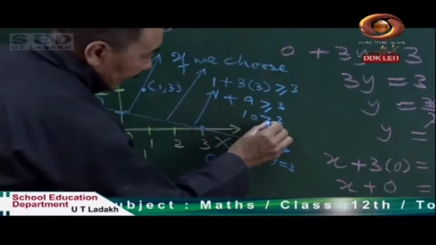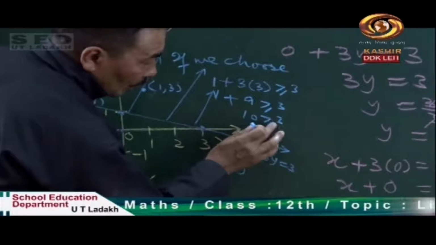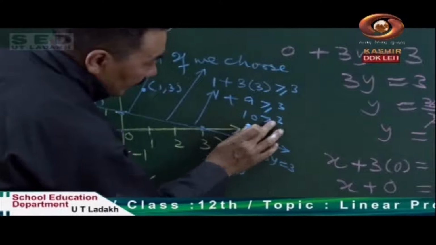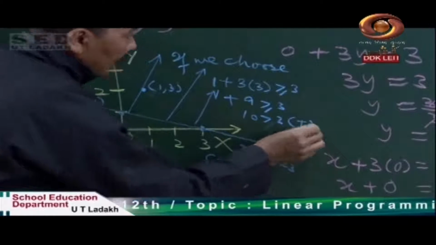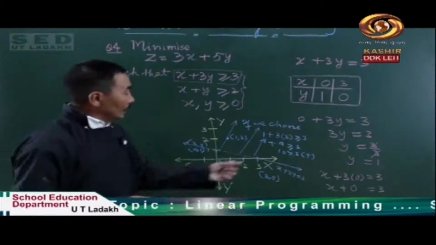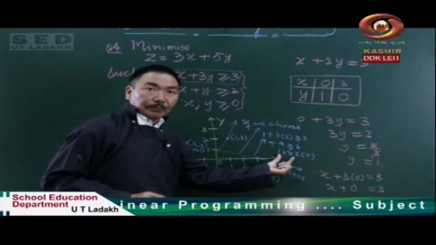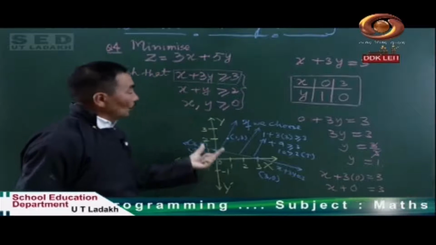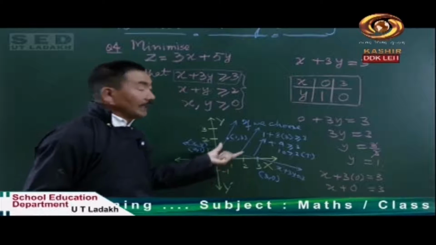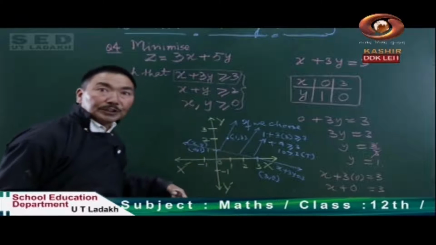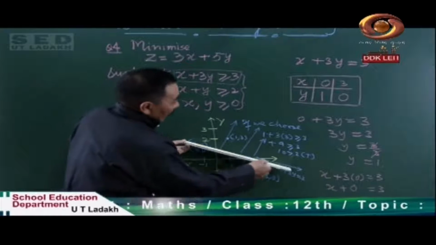This is true. 10 is greater than 3. 10 is not equal to 3, but 10 is greater than 3, which is true. When it is satisfied, we say that it is satisfying the inequation. So we shade towards the point side, not towards the origin side, because this is a half plane.